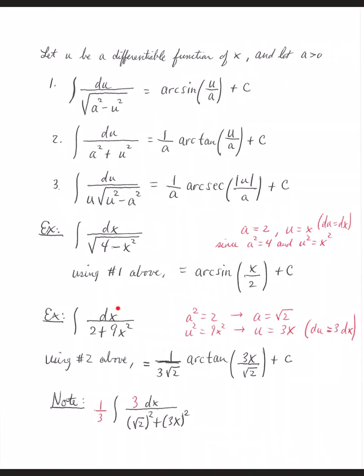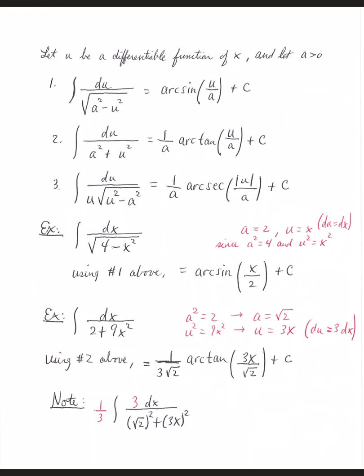Second example, we have 1 over 2 plus 9x squared dx. That closely aligns with formula number 2. This is in the position of a squared, so if we have a squared equal to 2, that means a is equal to square root of 2. 9x squared is in the position of u squared, so 9x squared, if you were to take the square root, you get 3x. Note that the derivative of u is 3 dx. That will come into play in a little bit.